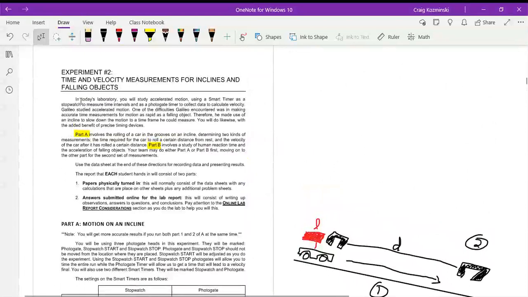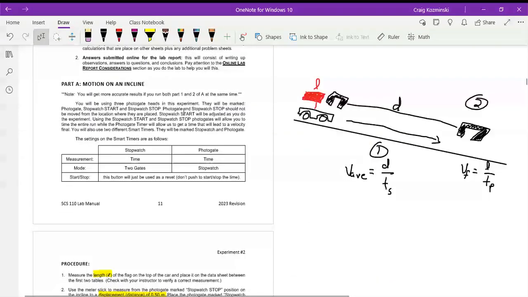So to begin, this week's lab consists of two parts. Part A is motion on an incline. And in part A, as you can see from the diagram here, we are going to begin with an initially motionless vehicle at the top of a ramp. And this vehicle has a flag, and the flag has a recorded width identified here as L. We're going to be recording two velocities as this car moves from the top of the ramp to the bottom of the ramp. The first velocity that we are going to be recording is the average velocity. That is the velocity of the vehicle from its beginning of travel to the end.